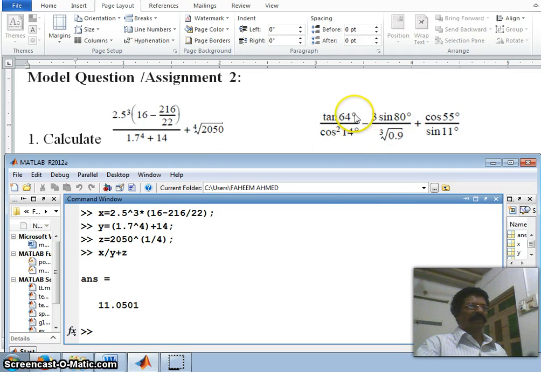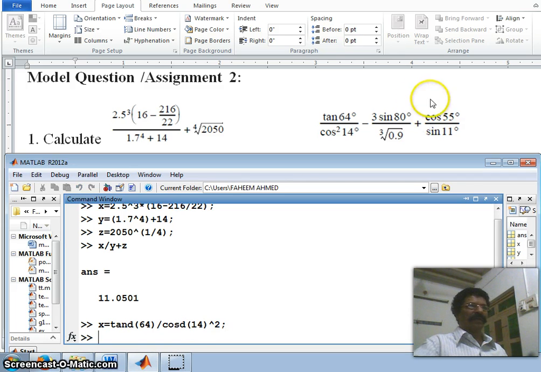Right. Now let us take the second one. I will take this term as x, this term as y, this term as z. Therefore, let us take x is equal to, what is the value? Normally the tan function takes the value in radian and gives the value in radian. Now we want degrees, therefore tand, and the argument is 64 degree, divided by cosd of 14. The cos alone is raised to the power of 2. Right, this is my x, the first term I have calculated.